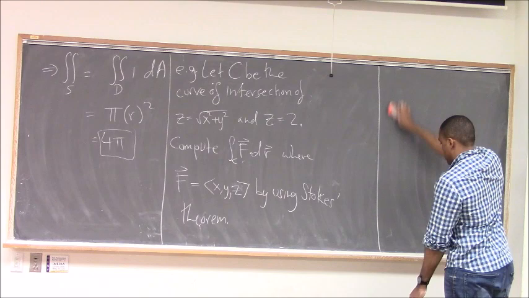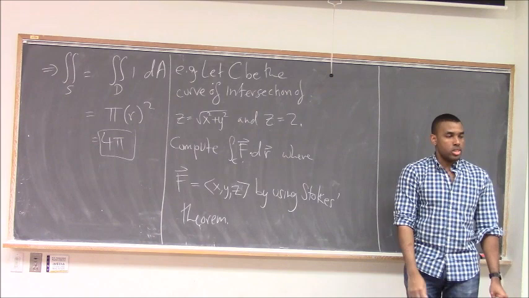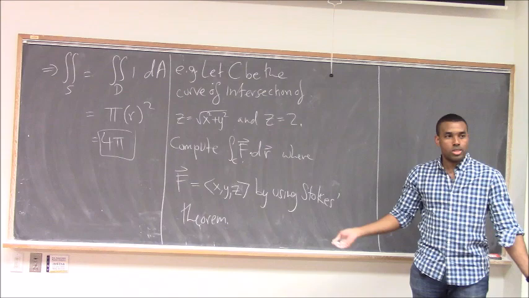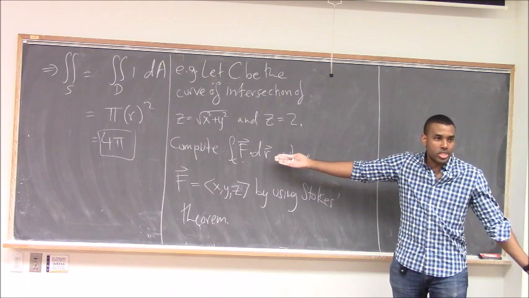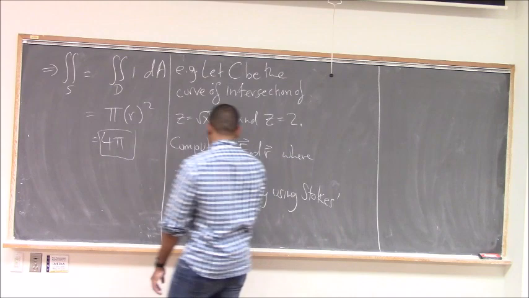Now when I say compute this using Stokes' Theorem, what am I actually asking you to do? To do the surface integral, right? Meaning don't do this directly. Because we could set up this line integral and compute it, but I wouldn't be using Stokes' Theorem. I would just be doing what we learned back in 13.3 or whatever. So I actually want you to do the double integral here.